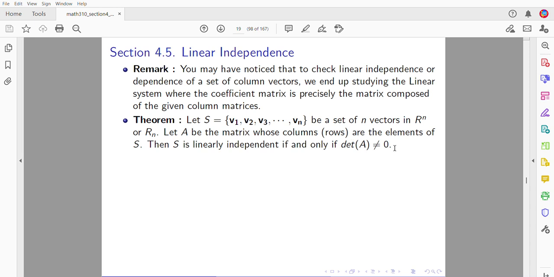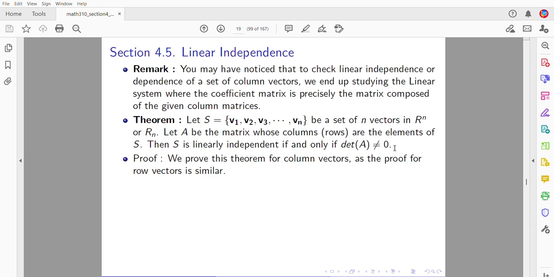Let's look at the proof. We prove this theorem for column vectors, as the proof for row vectors is similar. How is this similar? If you remember, the determinant of a matrix is equal to the determinant of its transpose. So if you are working with rows, all you do is take its transpose and check its determinant. The rest of the argument is identical.